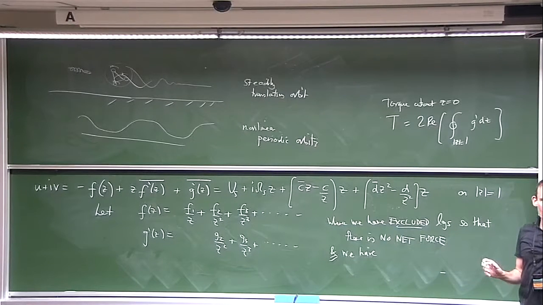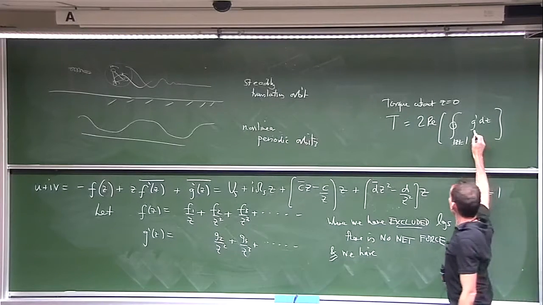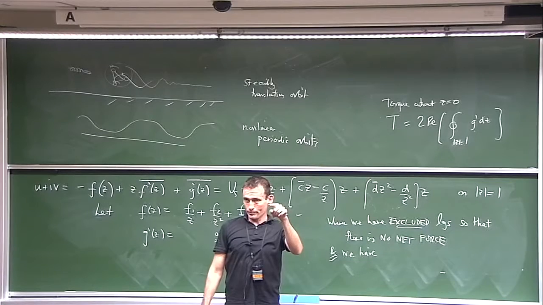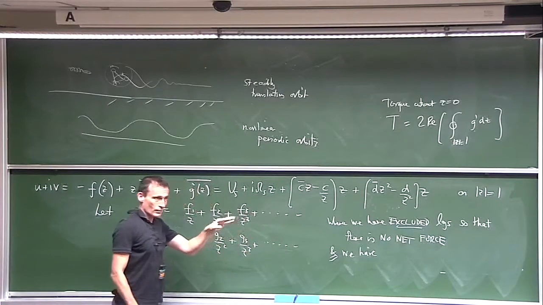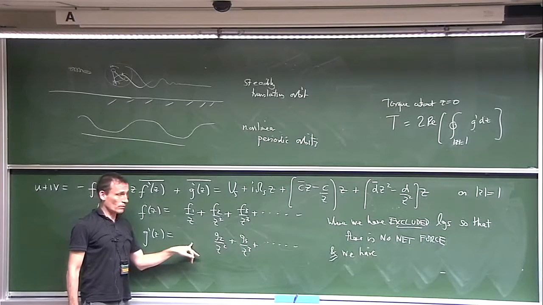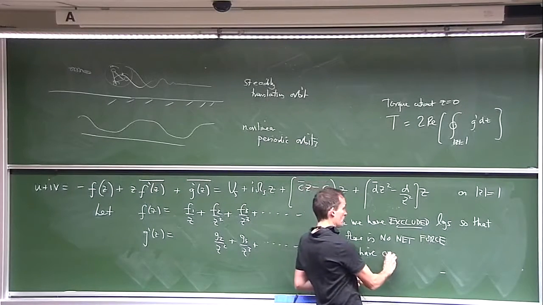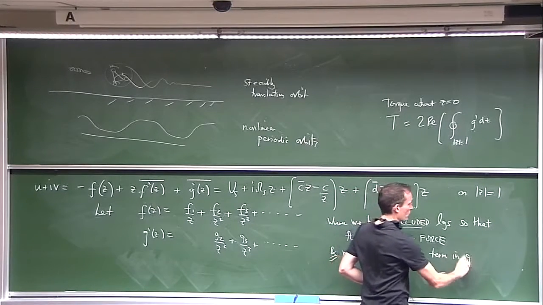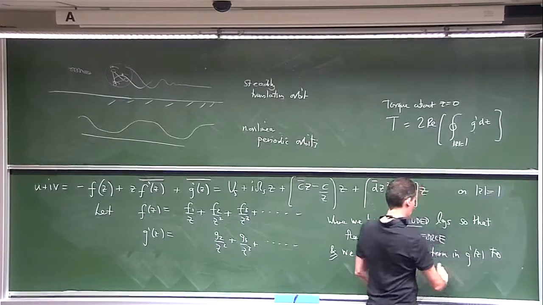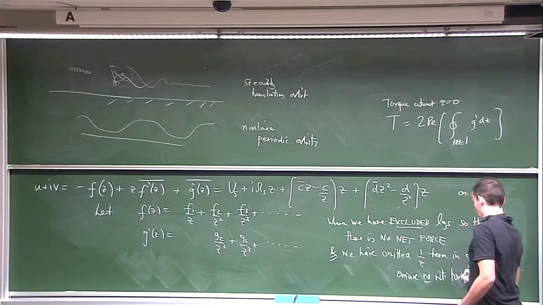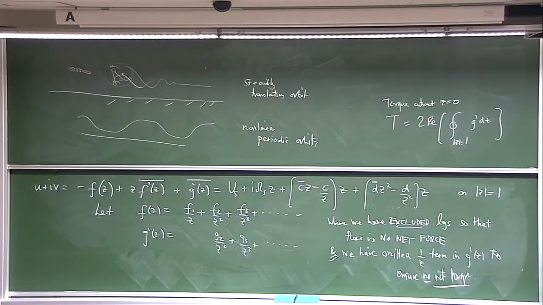Okay? And I think you can see, right, that the only way you're going to get a non-zero torque is if you have a 1 over Z term in the G prime. So I've omitted it, because if I kept it there, I would have a non-zero torque. Okay. So, we have omitted the 1 over Z term in G prime to ensure no net torque.